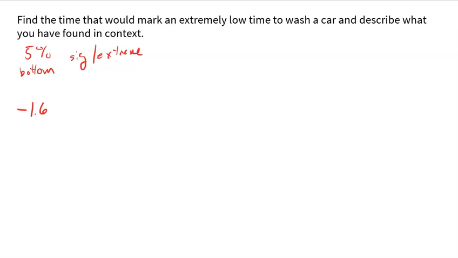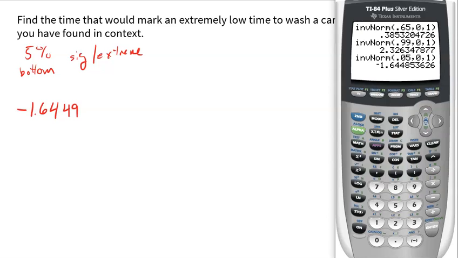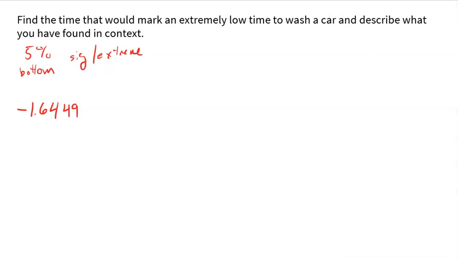So any z-score of negative 1.6449, I want to make sure I said that right. Yep. Anything below that would be extreme. So now all I have to do is solve for what value actually represents that.